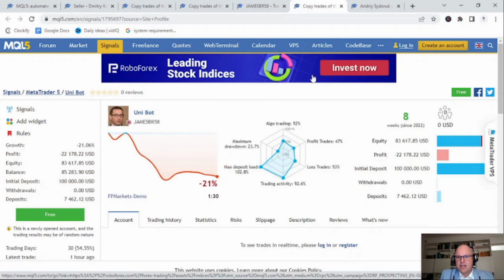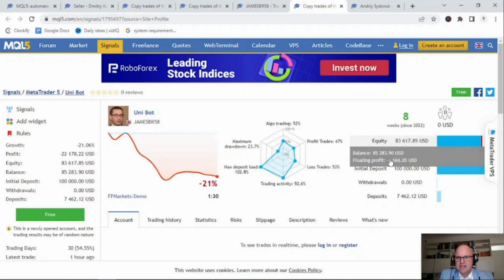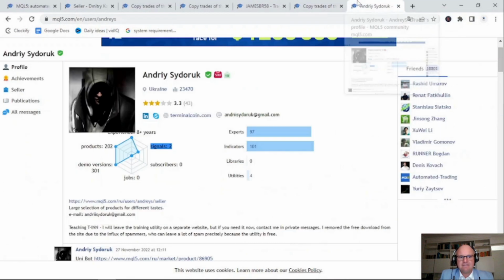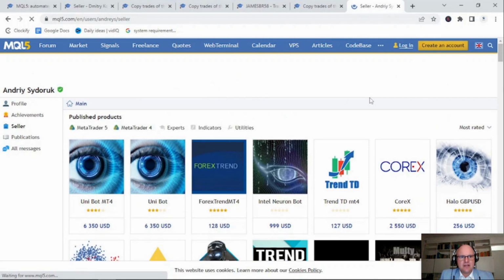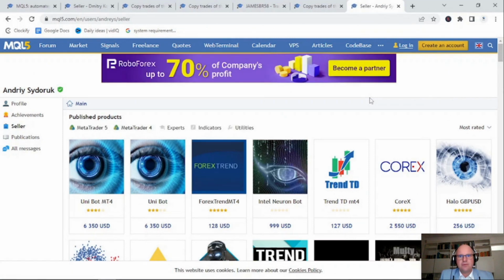You can see here on his Uni Bot signal that he started with an initial deposit of 100,000 plus a deposit of 7,400, and currently, if we look at equity, it is at 83,617 and 85 cents. I would use this as an accurate reflection of what the bot could actually do, and it brings me back to the idea: if it is a profitable trading system, why isn't there a signal?